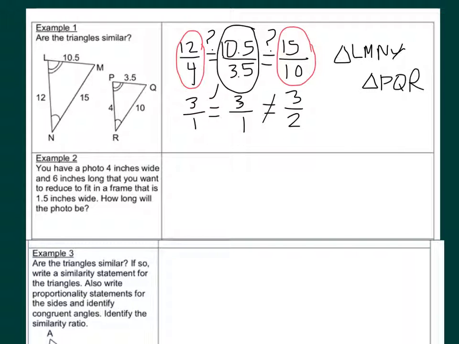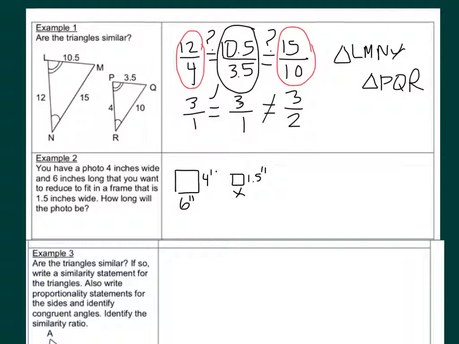Let's take a look at example 2. Example 2 says, you have a photo 4 inches wide and 6 inches long that you want to reduce to fit in a frame that is 1.5 inches wide. How long will this photo be? So I have a rectangle, a picture, that's 4 inches wide and 6 inches long. And I'm going to reduce it to an even smaller picture where the new width is 1.5 inches. And they're asking, what would the new length be?